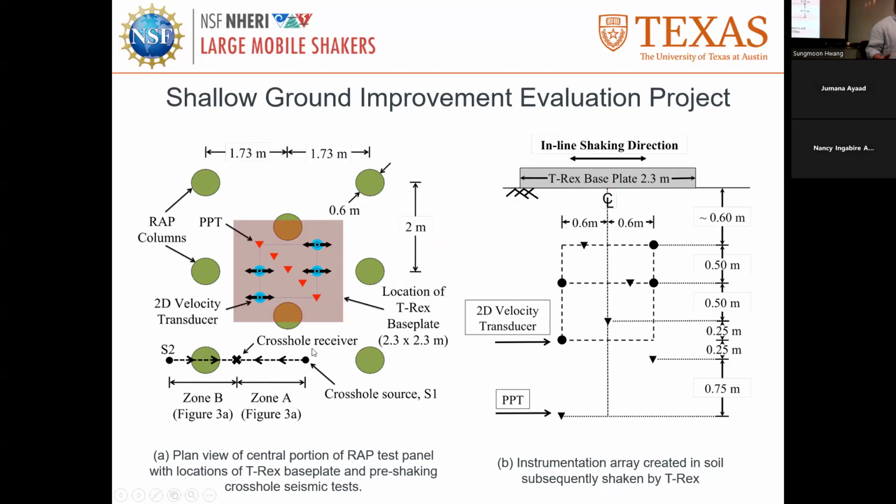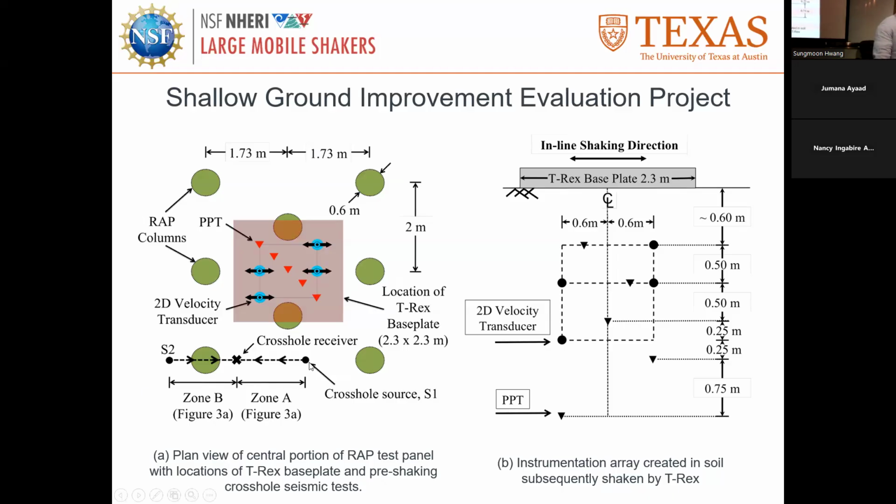We use the CPT mechanism to push out a rod. At the end of the rod, we have a sensor, and we push the sensor to the depth of interest, and we tap either end. The wave propagates through a single layer at the same confining pressure. And this is, I think, the highest resolution profile you'll get in terms of VP and VS. I will talk in more detail later.